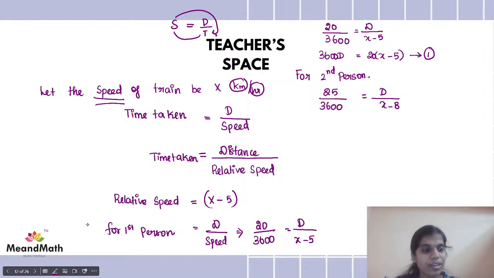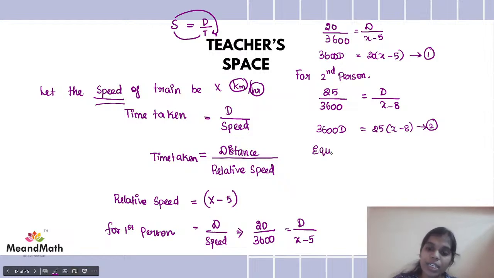Again, 3600D equals 25 times (x minus 8). Now we can equate. As the LHS are equal, equating 1 and 2 to find the speed of the train.